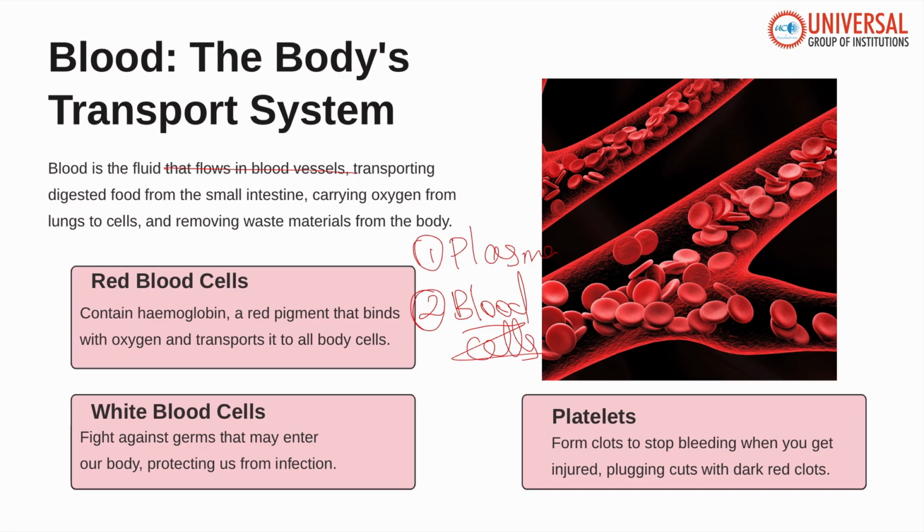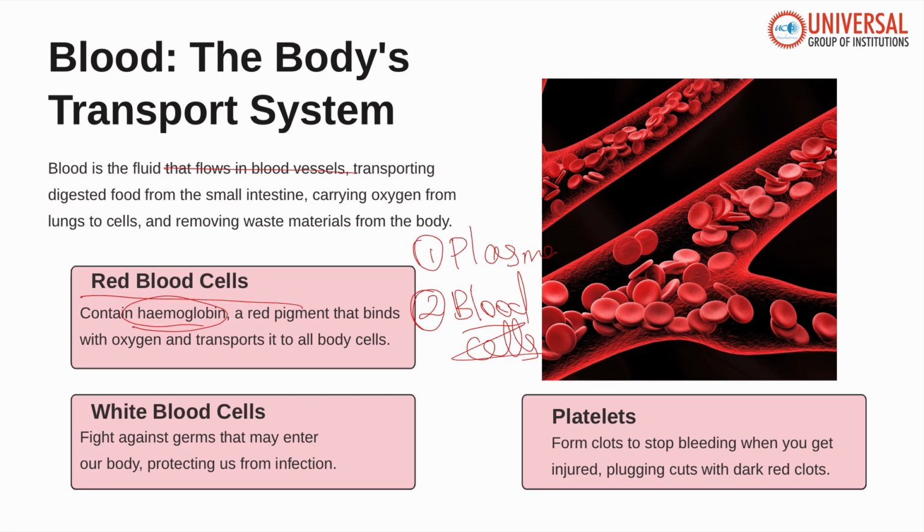One is RBC, which is also known as red blood cells. These red blood cells contain a red pigment called hemoglobin which binds oxygen. So this is why our blood color is red. Without hemoglobin, oxygen transport would be extremely inefficient. So RBC, which has the hemoglobin pigment, binds to oxygen and helps in the transport of oxygen.